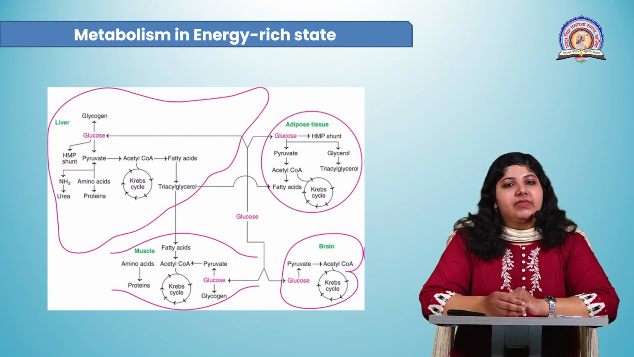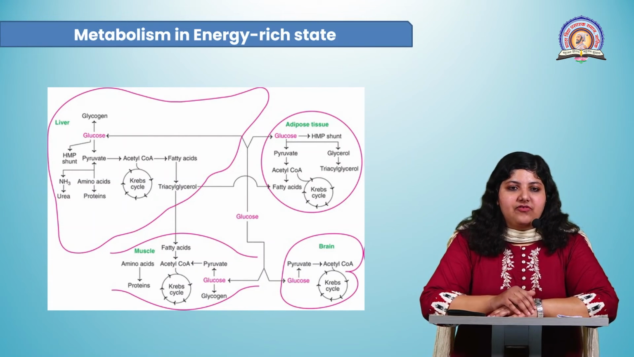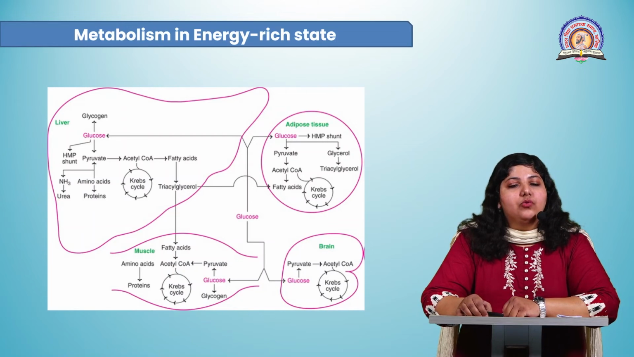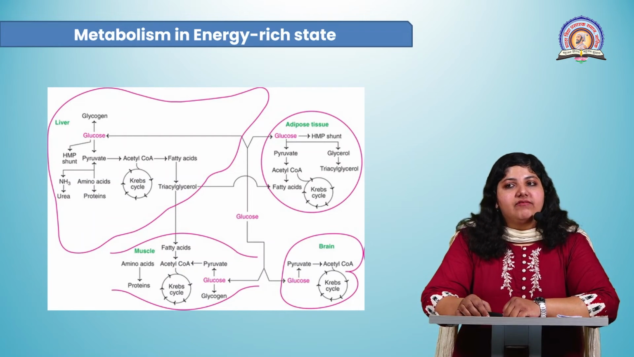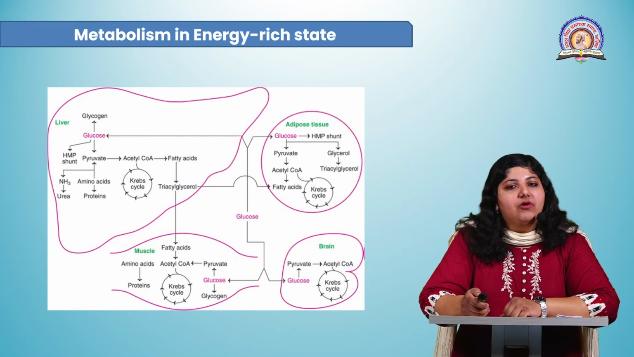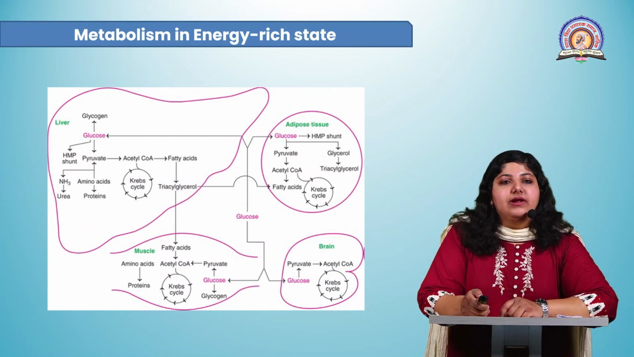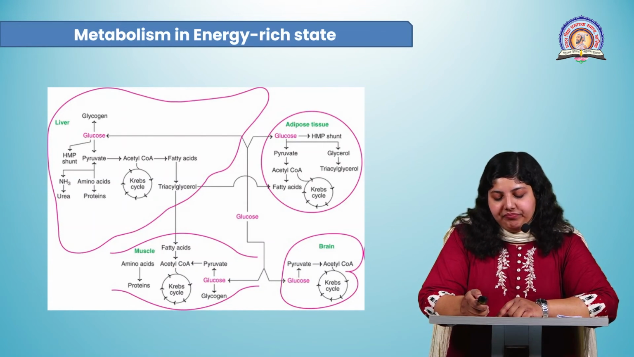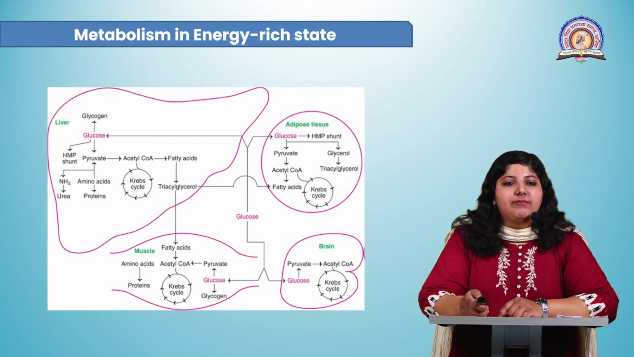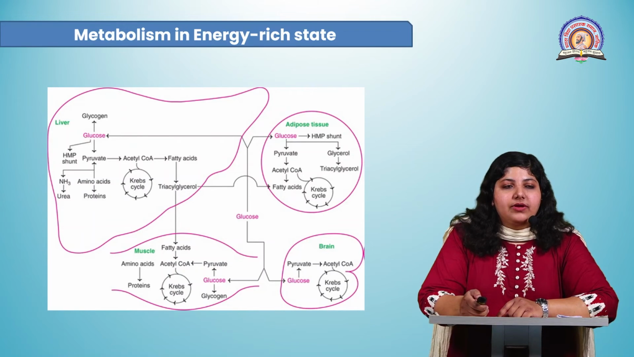So you can see that in the energy rich stage, glucose uptake is favored, and different new compounds are synthesized, or excess energy can be converted into those compounds which can be used as storage forms of energy. For example, glycogen in the case of carbohydrates, triacylglycerols in the case of fats, and proteins in the case of amino acids.